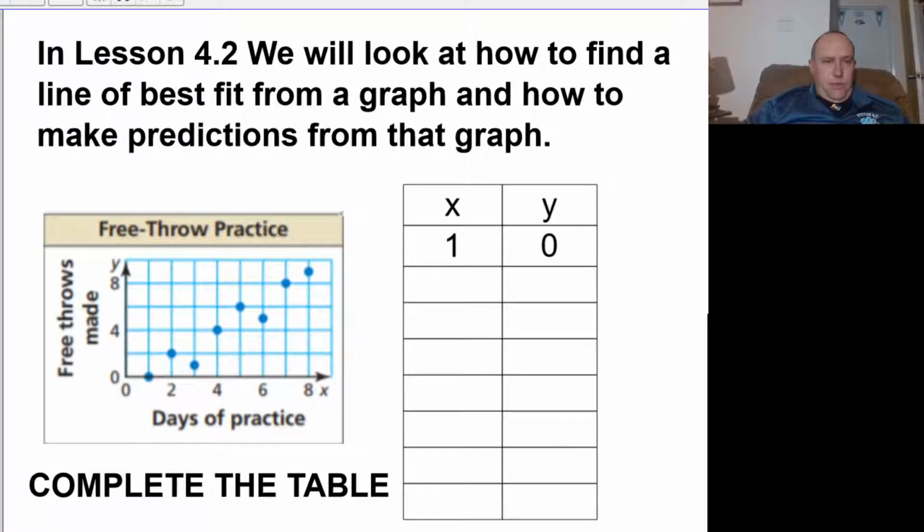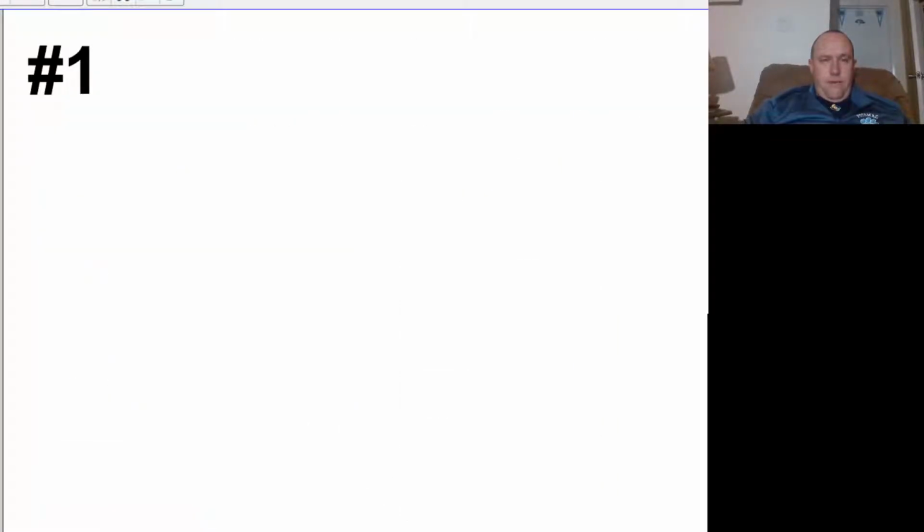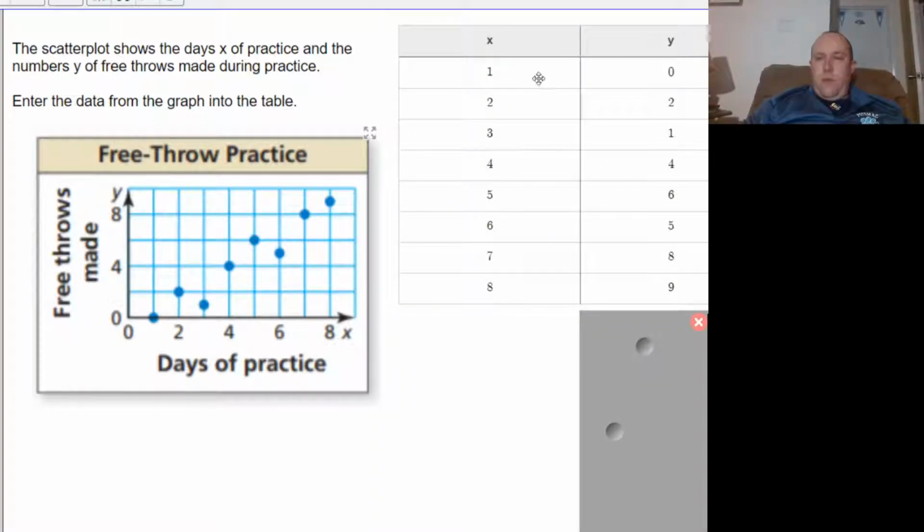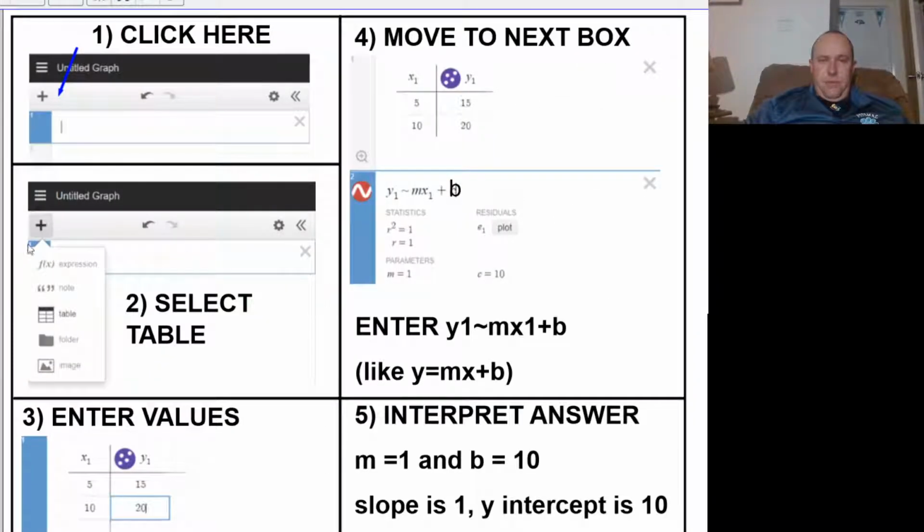Now, let me go back to what we're actually going to do for this question. So our first question is this. What is the equation of the line of best fit? So this is like what we were doing last lesson. So when they give us this picture, we're going to create the table first, and then we're going to go through those steps that we did last time.